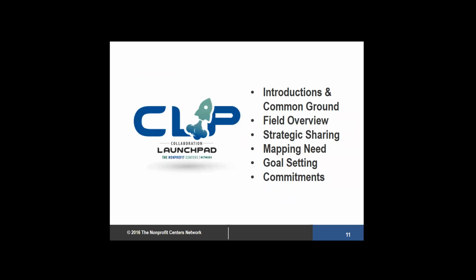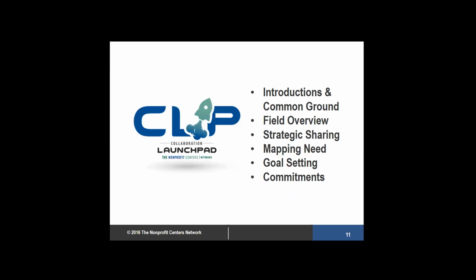Once we've got the right people committed to attend, this is our agenda for the day for a typical Collaboration Launchpad. We start with introductions and an activity called Finding Common Ground. Then we go into some field overview, strategic sharing activities, mapping activities, goal setting, and commitments. So what you'll see throughout all of this is that we're really taking a facilitator's lens to collaboration. And how do we get people to share?